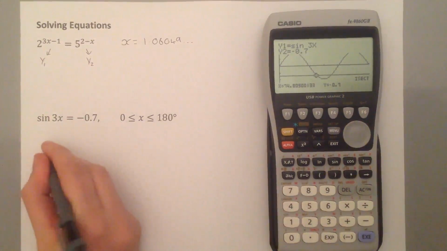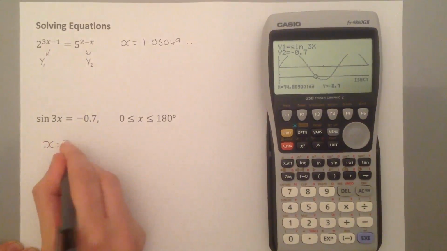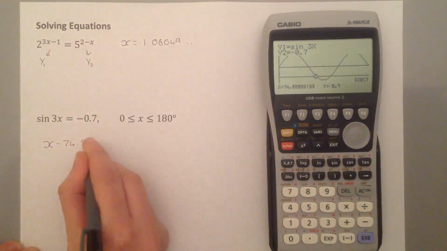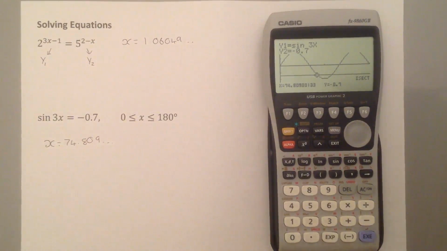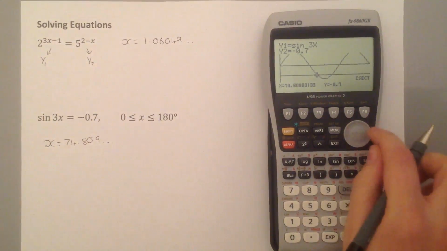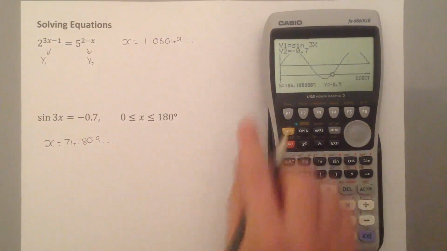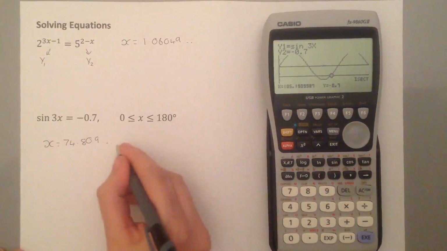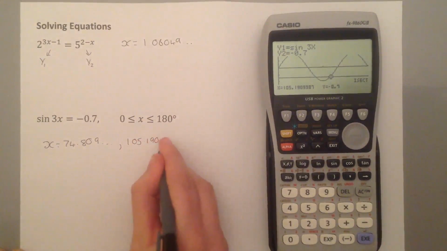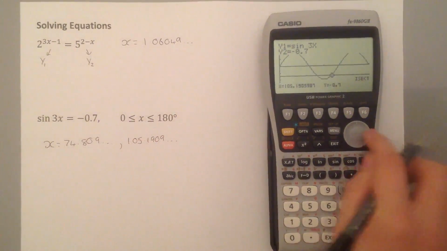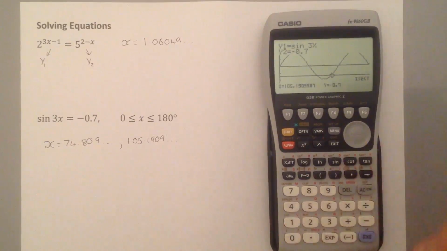Comes up with the first one, where x is 74.809 and so on. Again, make sure you've got it to enough accuracy. More is always better than less. And then if I press the arrow across, give me my next solution, which will be 105.190 and so on. And again, I can see there's no other solutions, but if I press across, I can just double check.